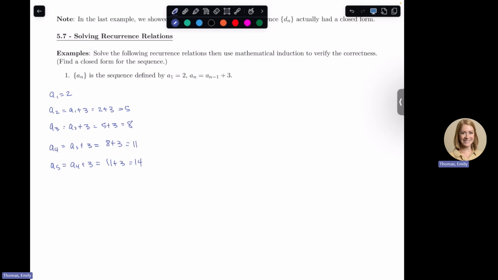So come up with a way to write the sequence that is not defined recursively, but only depends on n. Eunice, what? It is 3n minus 1. Emily, I don't know what you said. I didn't actually hear you.